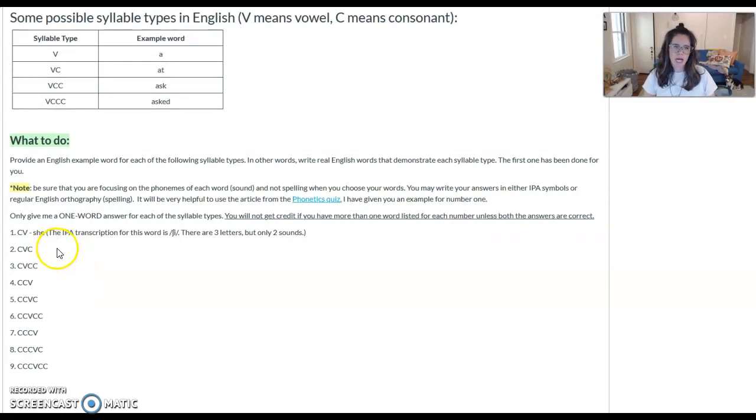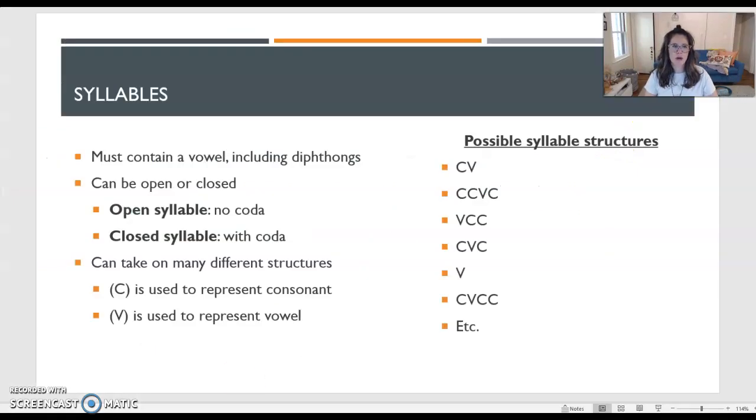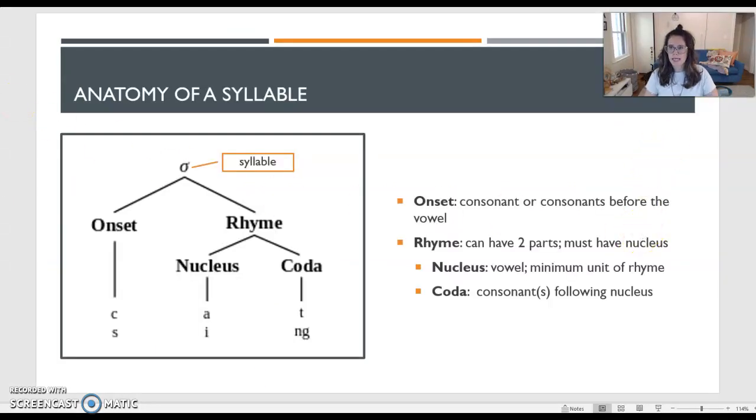So here you're asked to find a word that fits into the syllable structure of numbers 2 through 9. Okay, and then you've got a couple of examples here. So I'm going to go over some slides with you just to help you understand what exactly this means.